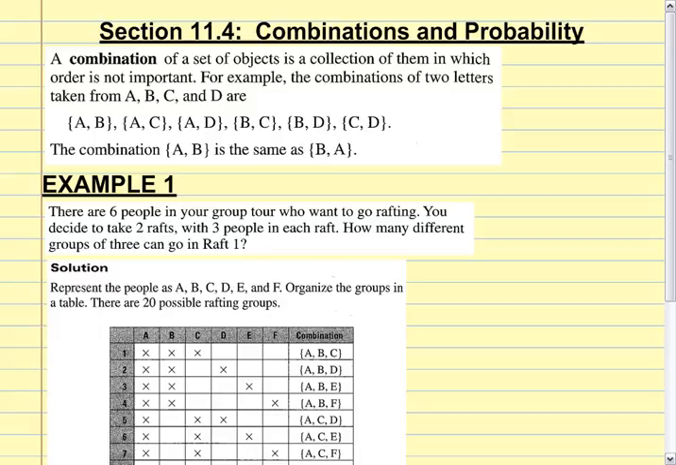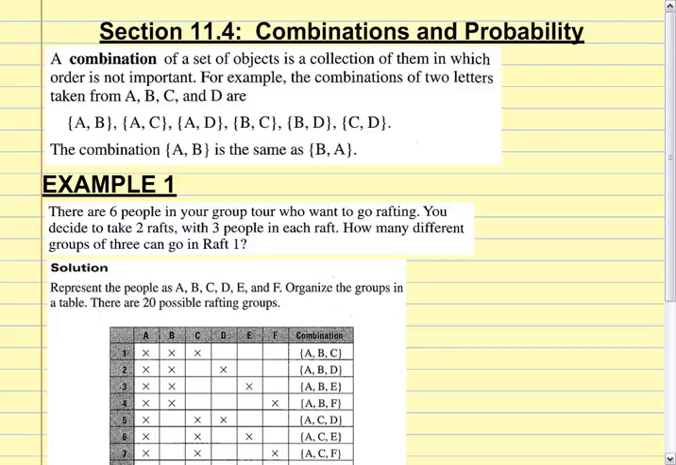Okay, folks, section 11.4, it says combinations and probability. Now remember yesterday, we talked about two words, combinations and permutations. Can you remember the difference between combinations and permutations? What's the difference between them?